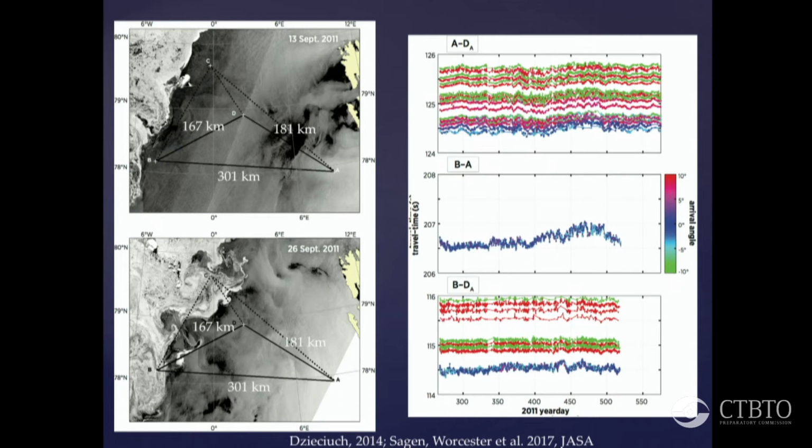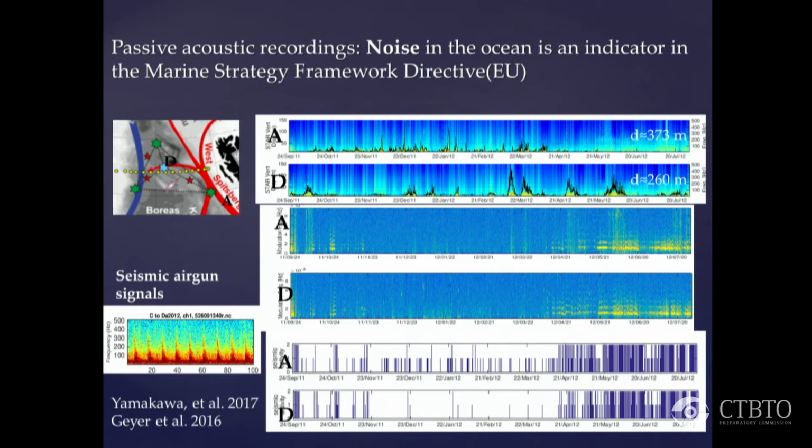Then we used the same data for passive listening. So you can see up here, you have the passive data plotted in colors, and then we have the mooring motion. So you can see that it's partly correlated to the mooring motion, which means that that data is not good. And you see also the difference between the mooring motion at A, which is nearby the shelf, and D, which is in the middle of the Fram Strait, and you can see this huge movement of the mooring.